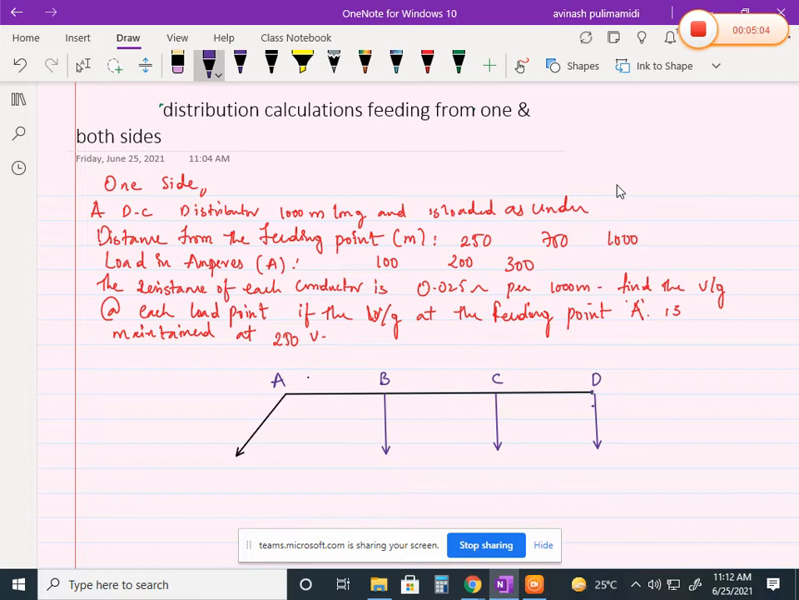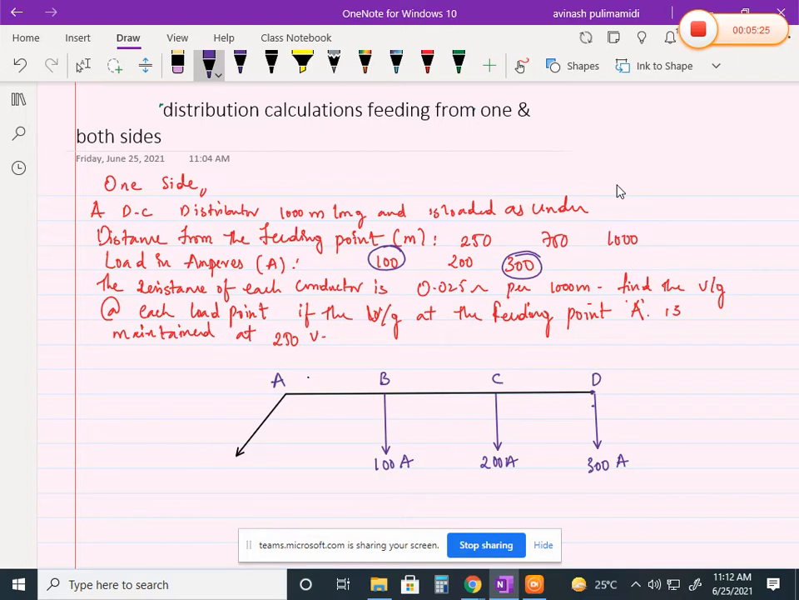Okay, the question here is, the first load point is 100 amperes, this one. The next one will be the 200 amperes. This is the load in amperes, 300 amperes. Okay.